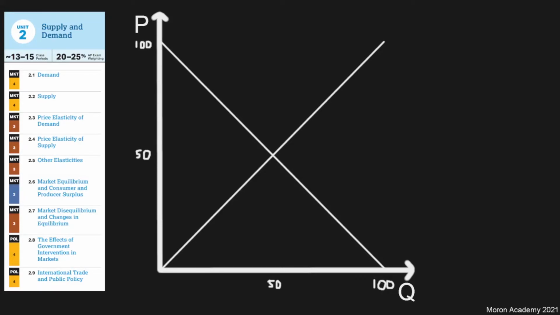Hello, today we'll be talking about Unit 2.6, which is market equilibrium and consumer and producer surplus. First, we need to identify where the market equilibrium is. The market equilibrium can be found where the demand line and the supply line cross. For this graph, it is at $50 and 50 units over here.